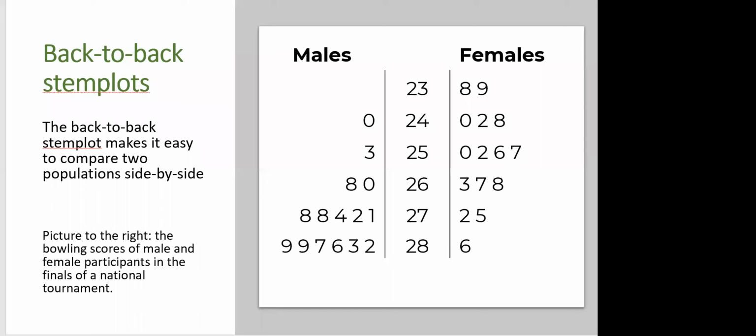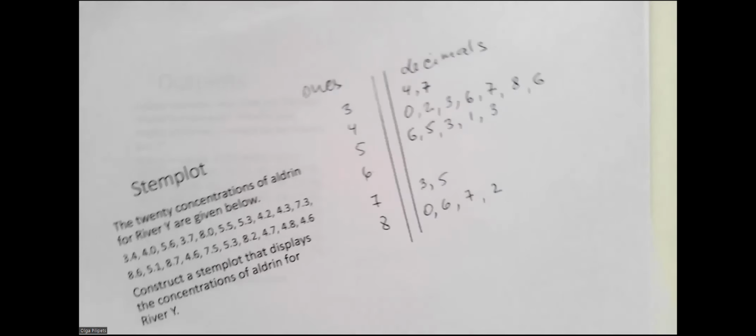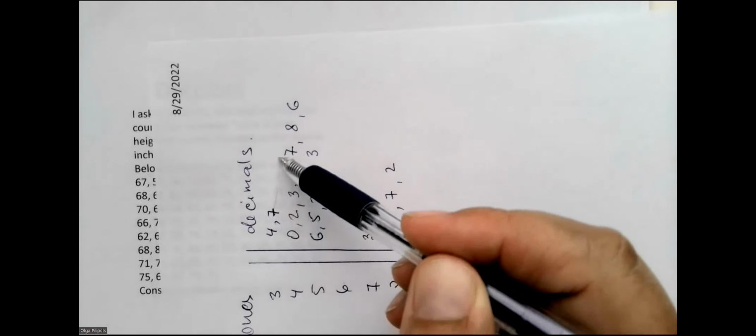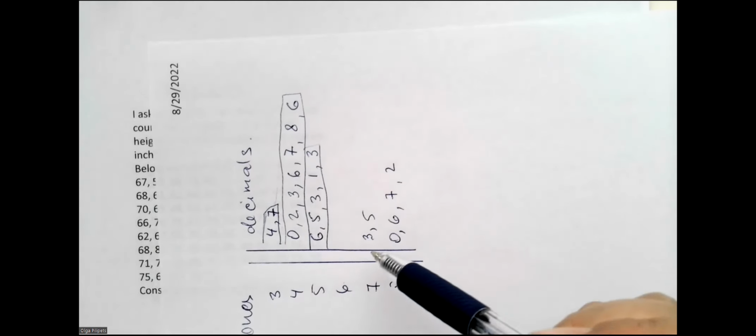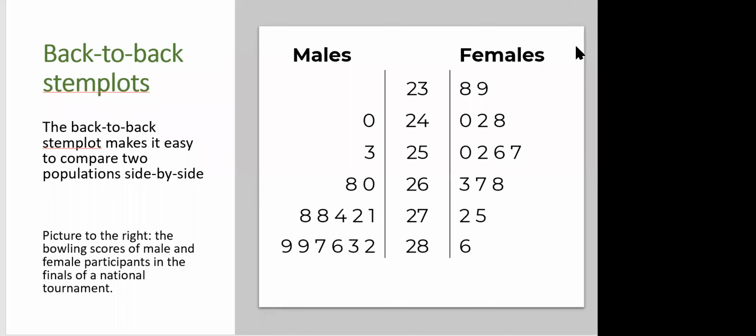Now, stem plots are good for seeing the shape of the distribution. For example, let's say you want to see the shape of this distribution. All you have to do is turn your stem plot on its side, and you can see each column is a bar. So you see the shape of your distribution, just like that.